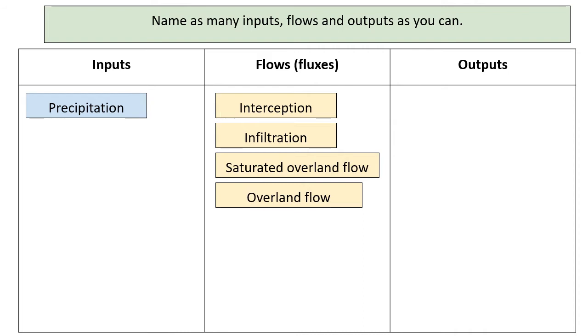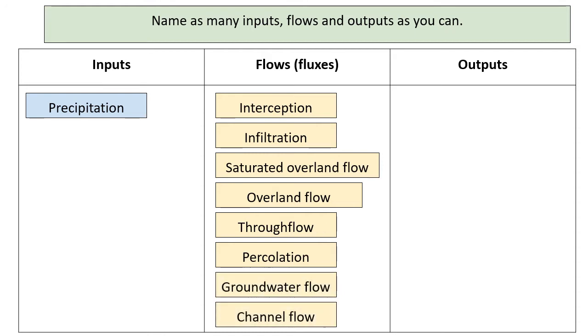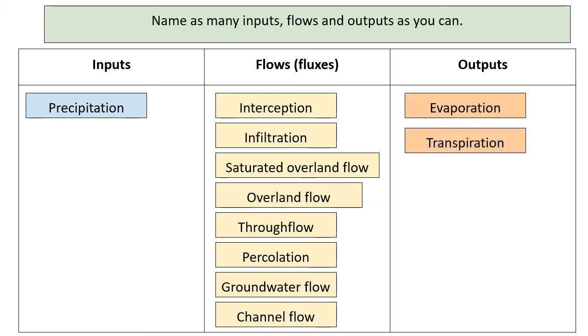In the next task I'm going to ask you to do. Overland flow or surface runoff, again, is water flowing over the surface, throughflow is when it's going through the soil, percolation is when it's going from the soil into the bedrock underneath, groundwater flow is when it's flowing through that bedrock, and channel flow is when it's flowing through the river. And then finally outputs, and again there are much fewer outputs than there are flows. You've got evaporation, transpiration, which we often put together to call evapotranspiration, and you've got the river runoff, the river flowing out into the sea.